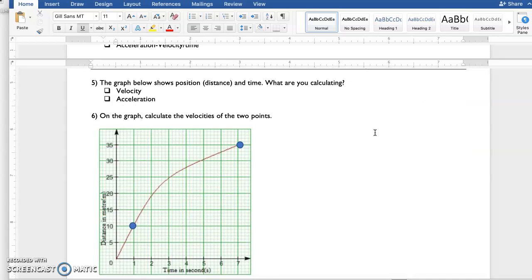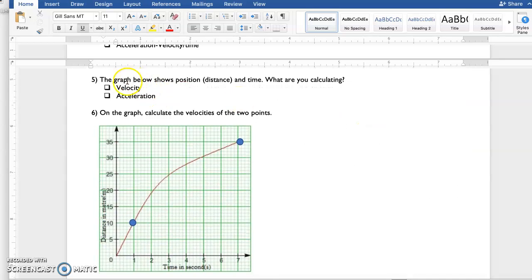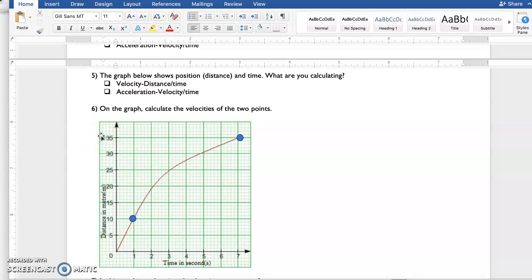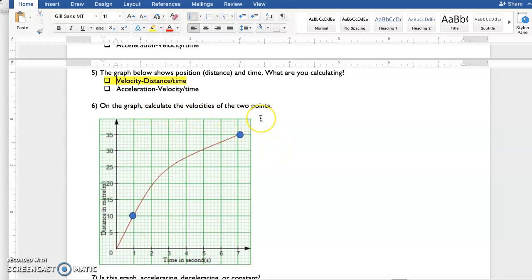Okay, so for number 5, we're going to do one more example. The graph is showing position and time. What are you calculating? Record that. Velocity is distance over time. Acceleration is velocity over time. So be careful, look at the graph. It says distance and time. So the graph is distance with time. So, this is a velocity graph. On the graph, calculate the velocities of the 2 points. So you need to calculate the velocity of the two points.